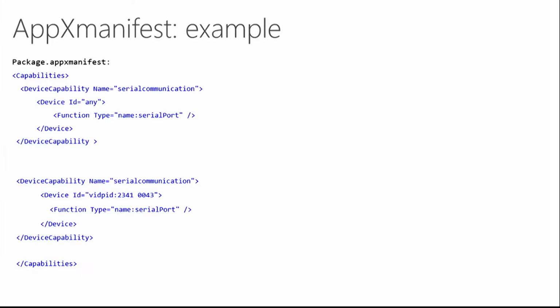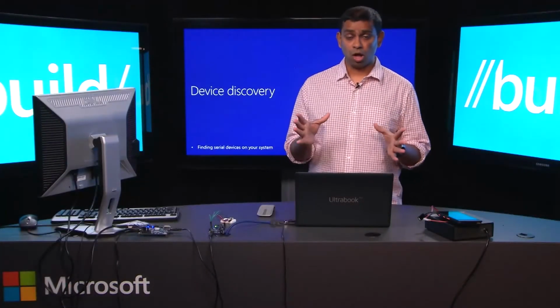And here are two examples of the same Apex manifest. The first one shows you how to declare a device ID of any and a function type of serial port, and the second one uses the USB vid and the PID, followed by the function type of the device, which is still serial port. So that's straightforward enough. So once you have the capability declaration, Windows and the app platform knows that you intend to talk to serial devices, maybe a particular one or all of them.